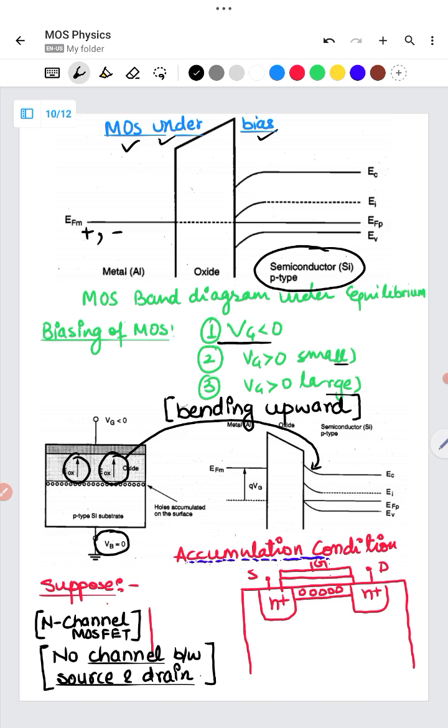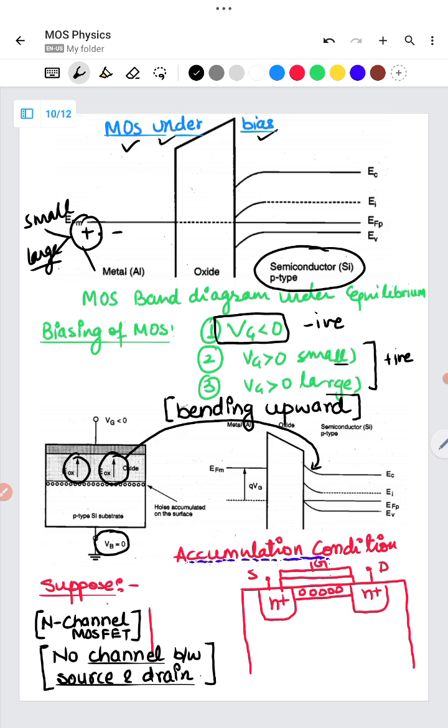One with Vg equal to negative. That means metal is negative. And we actually break the positive condition into two. So when we apply a positive voltage on the metal, we divide it into two: positive small and positive large. Why do we do so? Because in small and large, the MOS behaves in a different way. Let's understand each and every one, one by one.